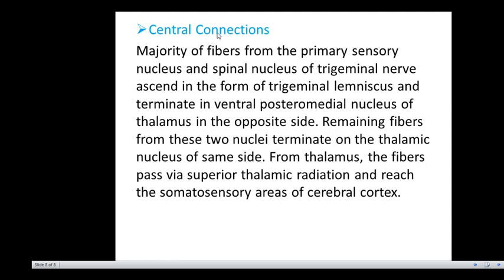What are the central connections? The majority of the fibers from the primary sensory nucleus and spinal nucleus of the trigeminal nerve ascend in the form of the trigeminal lemniscus and terminate in the ventral posteromedial nucleus of the thalamus on the opposite side. Remaining fibers from these 2 nuclei terminate on the thalamic nucleus of the same side. Now, from the thalamus, these fibers pass via the superior thalamic radiation and reach the somatosensory areas of the cerebral cortex.